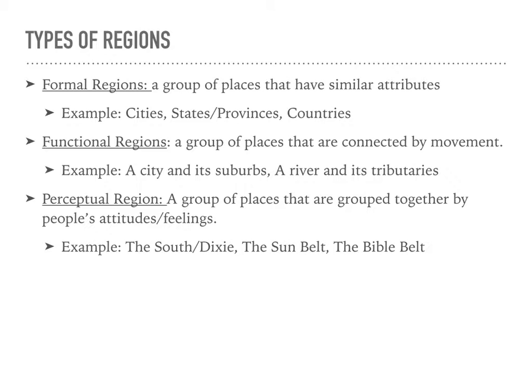Mississippi is an example of a formal region. DeSoto County is an example of a formal region. The United States is an example of a formal region. Any country that you can think of on the globe is a formal region.